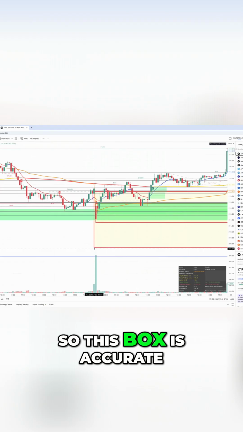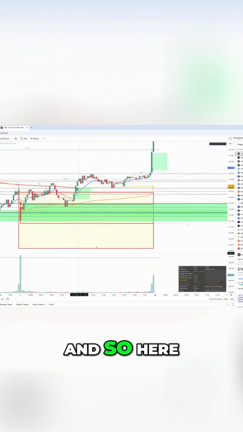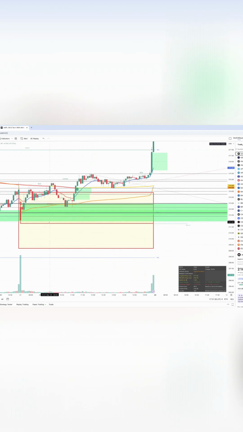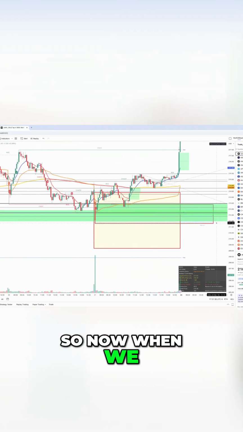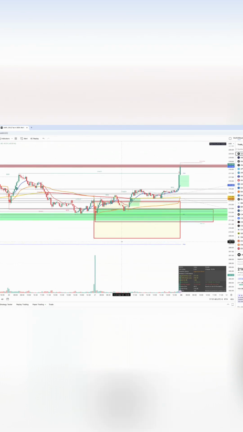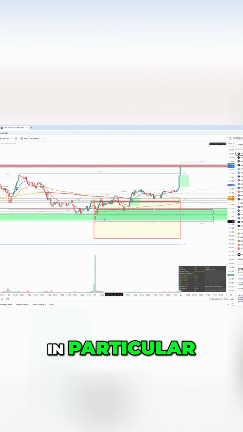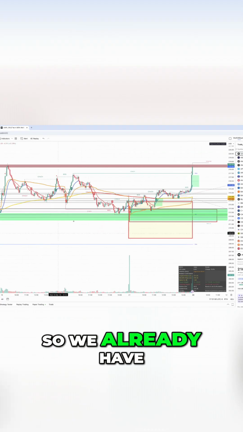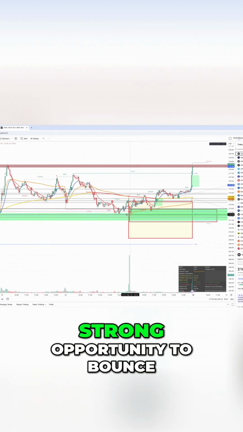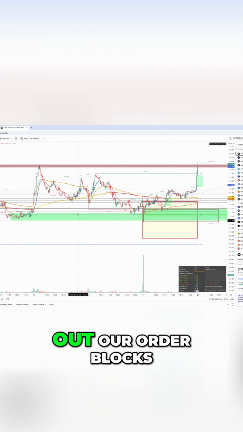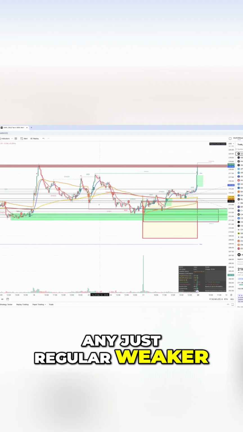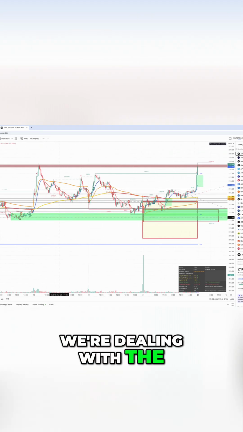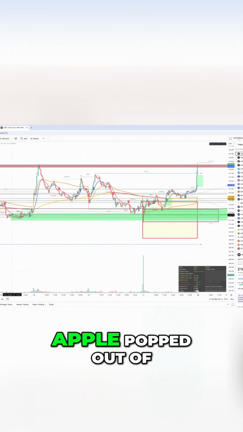Okay, so this box is accurate, right? And so here we need to change the color of this box to blue, pull it across. Now when we come in, we see something pretty cool about this setup in particular, because our 5 minute candle is in an older demand zone. So we already have confluence showing us that we have a strong opportunity to bounce, because since we filter out our order blocks, we're not dealing with any regular weaker internal order blocks. We're dealing with the swing order blocks, the same block that Apple popped out of.